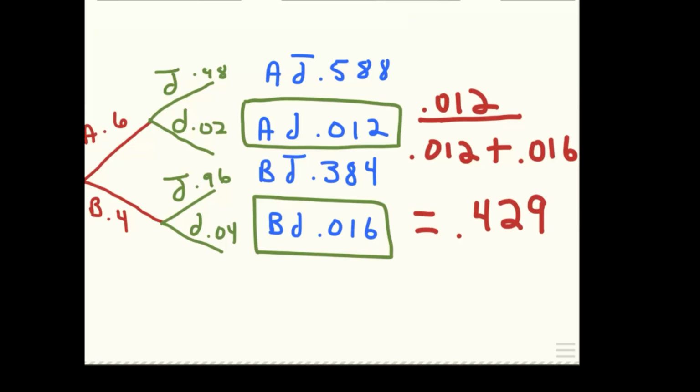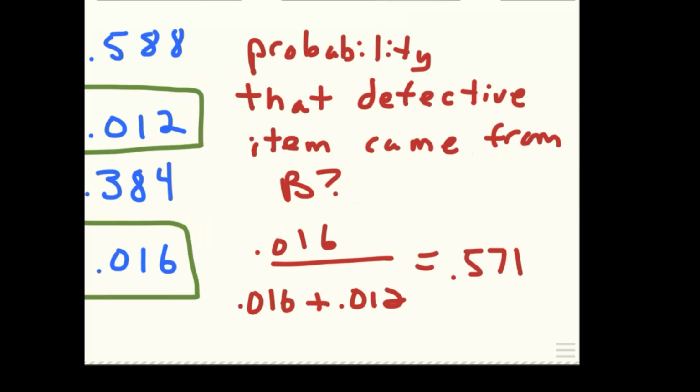And though this wasn't the question that was asked, we can go the other way on that and say, what's the likelihood that it came from B? This time it'll be the 0.016 on the top and the same sum below, or about a 57% chance. And that's just an example of how to use Bayes' theorem using a tree diagram.